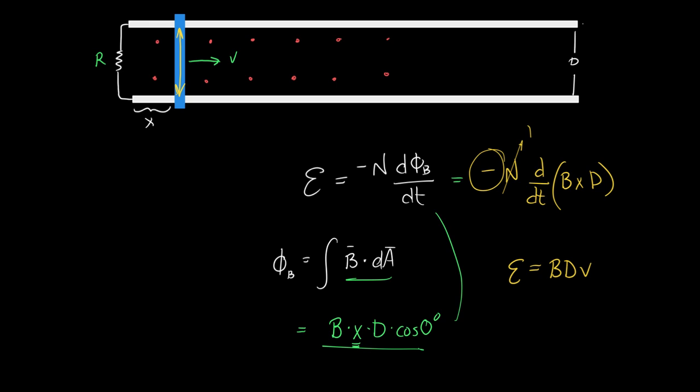Five, 4, 3, 2, 1. So either point up or point down. What is the direction of the current through that bar?